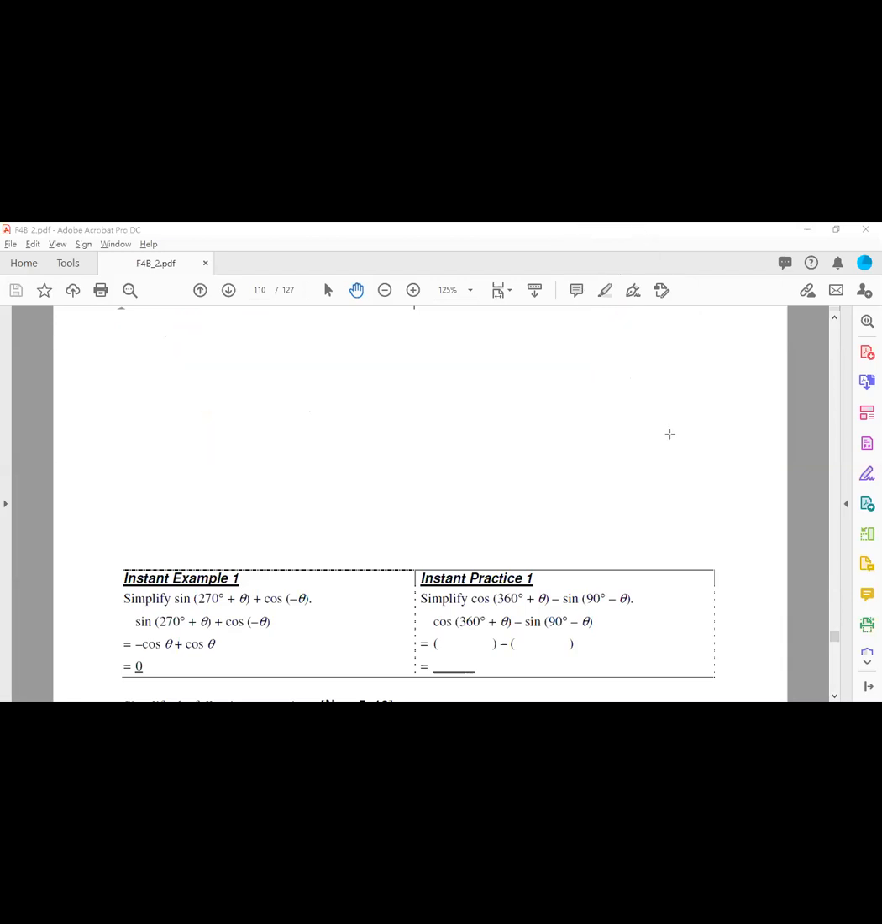Okay, let me do this. Tangent 270 degrees plus theta.